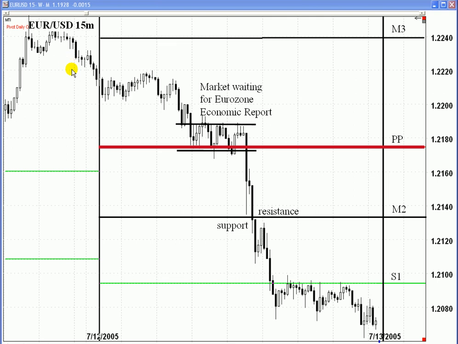Price on this occasion moves into the market in the sell zone, and here what we had was a consolidation at the central pivot waiting for the Eurozone to come out with an economic report, and when the report came out it spiked right down to M2, first level of support, and then came back, tested resistance, and then continued to move down.